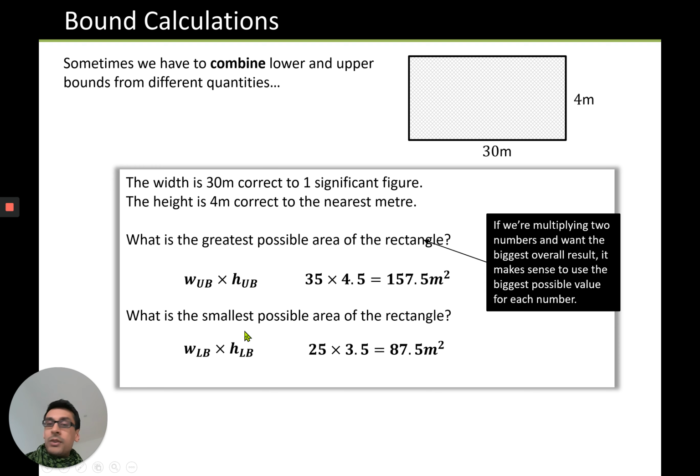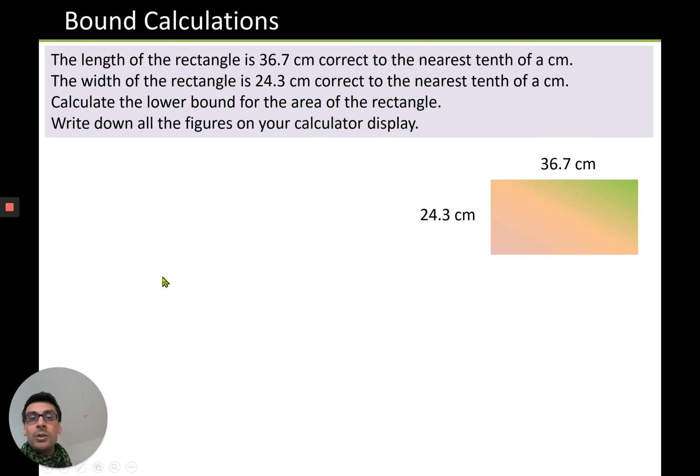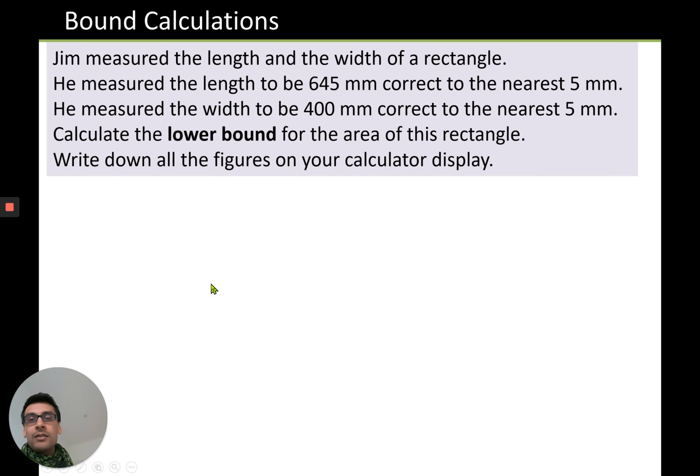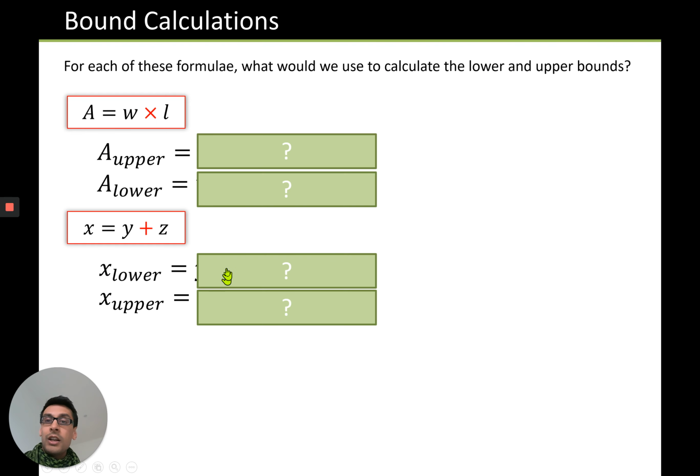Now, this was the most straightforward type of calculation you can get, where you're just multiplying two numbers. You're finding the biggest possible answer and the smallest possible answer. There's loads of other potential questions you could get where you have to, for example, add and subtract and multiply. So we're going to look at that now.